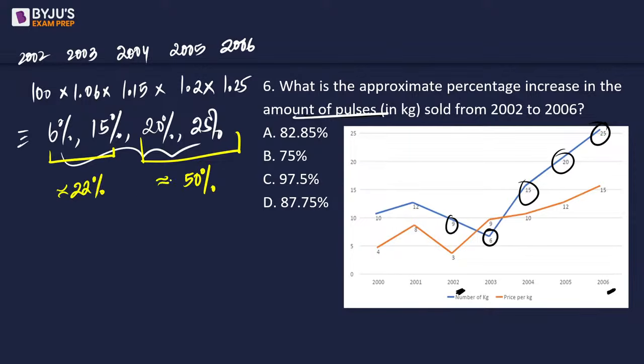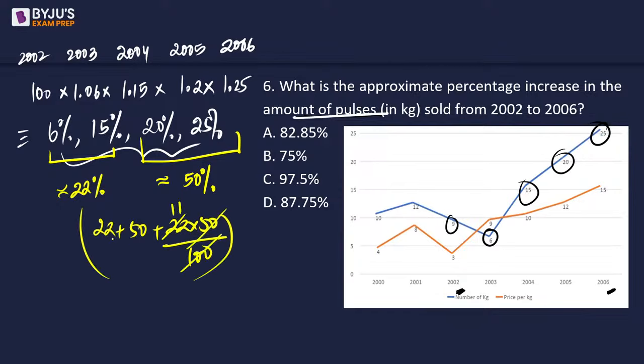And the successive of 50 and 22% is 50 plus 22 plus 50 into 22 upon 100, right? So this is going to give us 11 here. So 50 plus 22 plus 11, which is going to give us 50 plus 33, which is 83. So 83 is the closest that we are supposed to get.